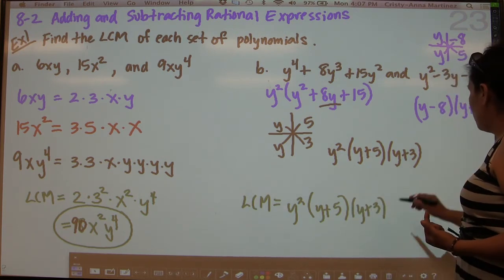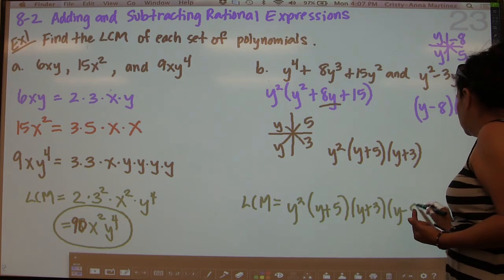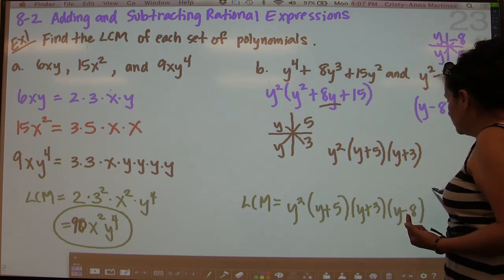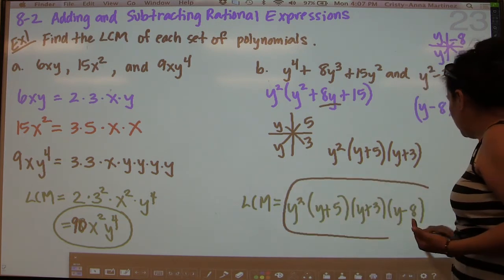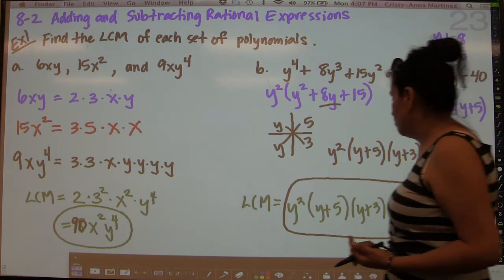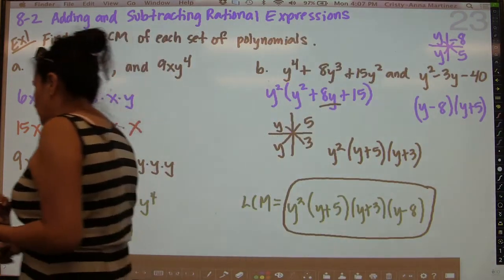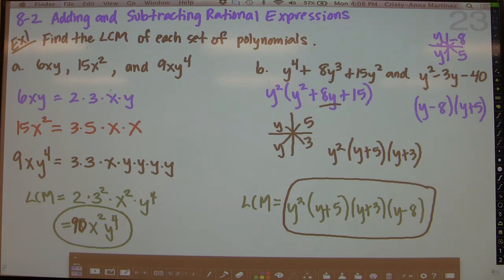And we also have to have the y minus 8. So at the end of the day, this whole shebang ends up being our least common multiple: y squared times y plus 5 times y plus 3 times y minus 8. They don't necessarily have to be in that order, but you have to have all of those factors present in your least common multiple.